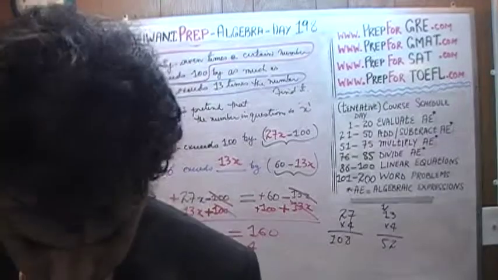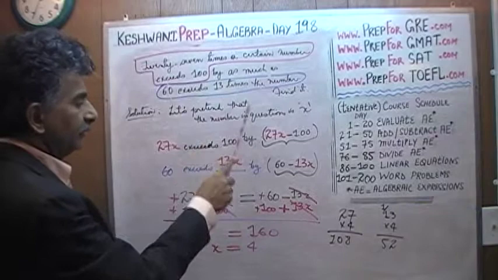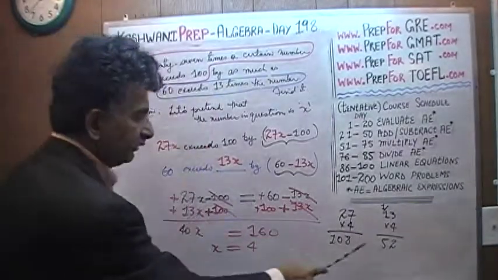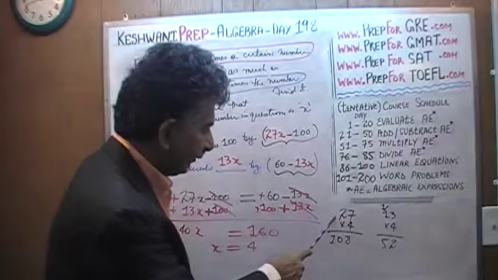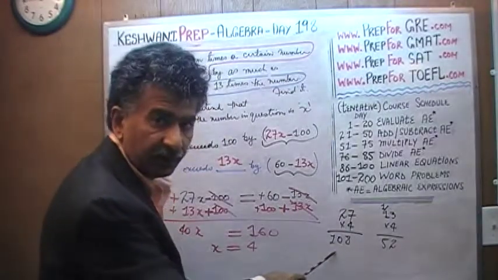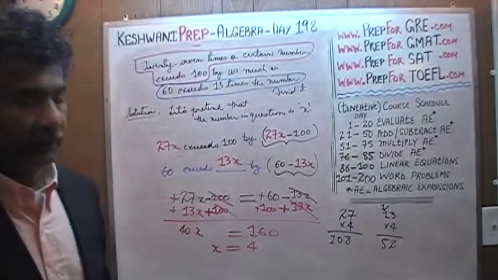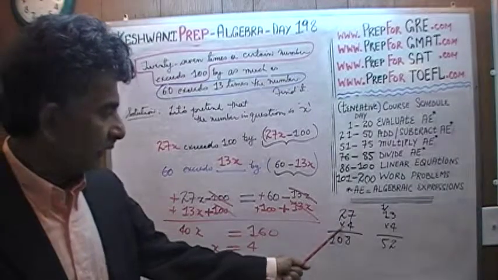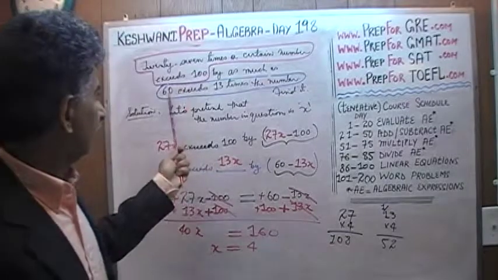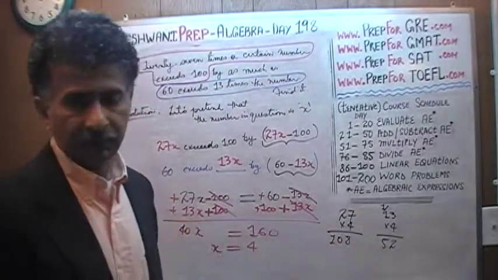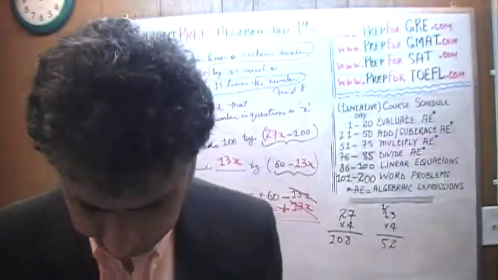Listen carefully. 60 exceeds 52 by 8, by the same quantity as 27 times the number, which turned out to be 108, exceeds 100 by 8. So we have shown that this answer is correct because 27 times the quantity exceeds 100 by the same amount as 60 exceeds 13 times that quantity. They exceed by 8. That's it. We are done for today.